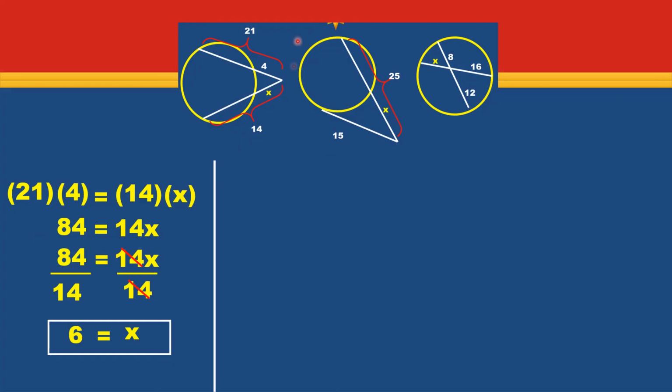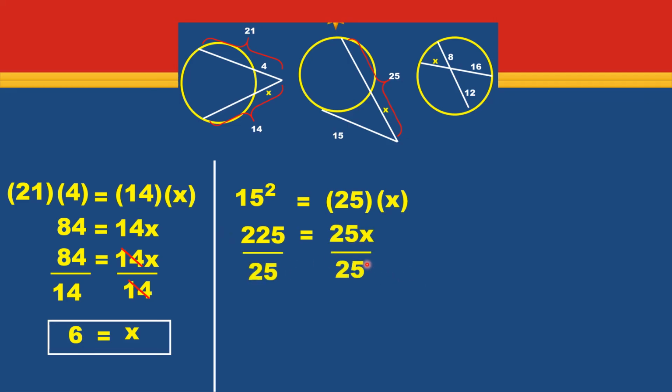Now in here, we have yung tangent natin, square natin yun, which is 15 squared equals yung isang buong secant segment, which is 25 times yung external secant segment, X. So, 15 squared is 225 equals 25X. Divide both sides by 25. Cancel na yon. Matitira na lang X is equal to 225 divided by 25 is 9. Pareho ba tayo ng sagot?